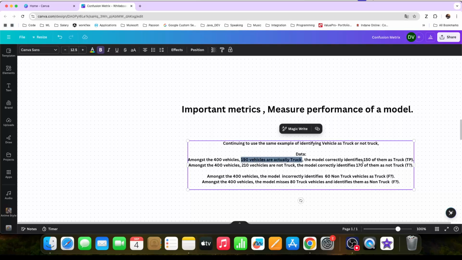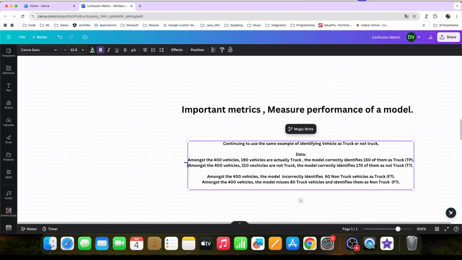Out of those 190, my model is able to identify truck images as trucks. By looking at those actual 190 images, my model says yes, and out of 190, it is able to tell 150 as trucks. That's what we call true positive. The model is doing a good job, which means true, and positive, which means it's a truck.